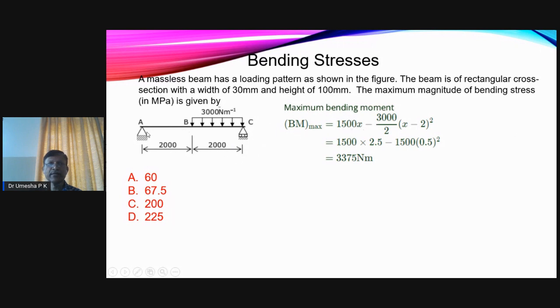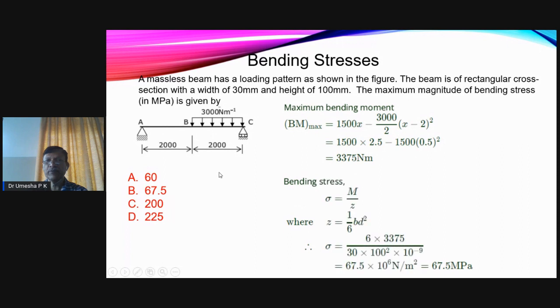So the bending moment is 1500 into x at a distance x, minus 3000 by 2, that is WL square by 2, from here. So we have to calculate the distance. If you take the first derivative and equate it to 0, we will get x is equal to 2.5 meter, that is 2 meter here and 2.5 at the point. Once we know the x value, you can substitute here and get the maximum bending moment.